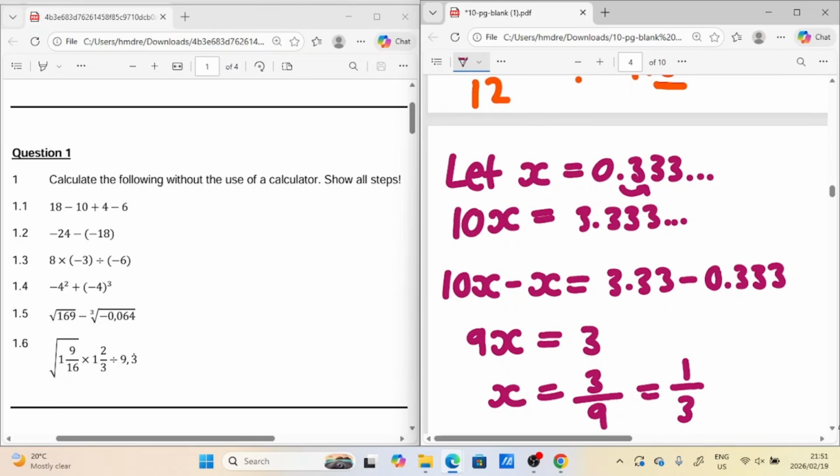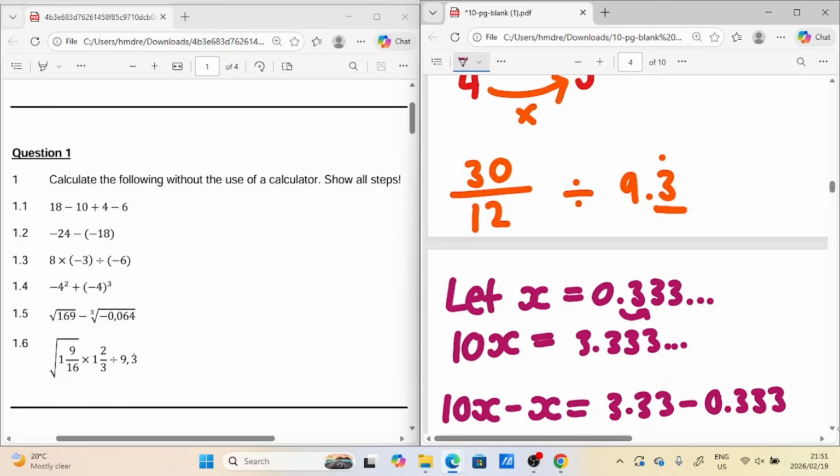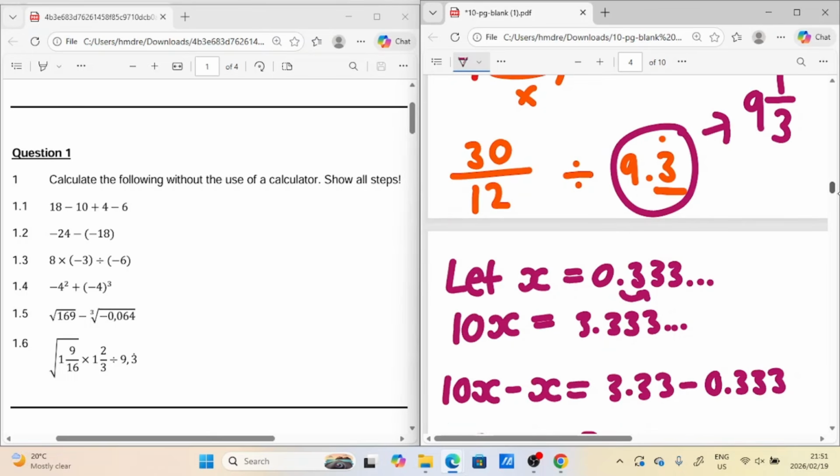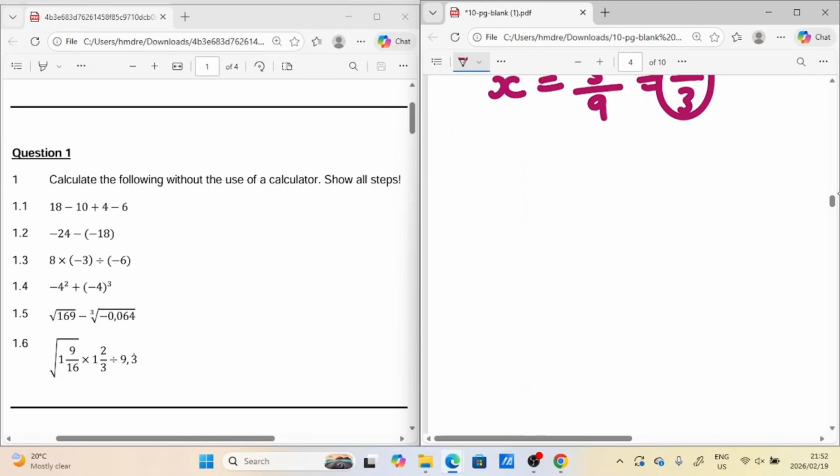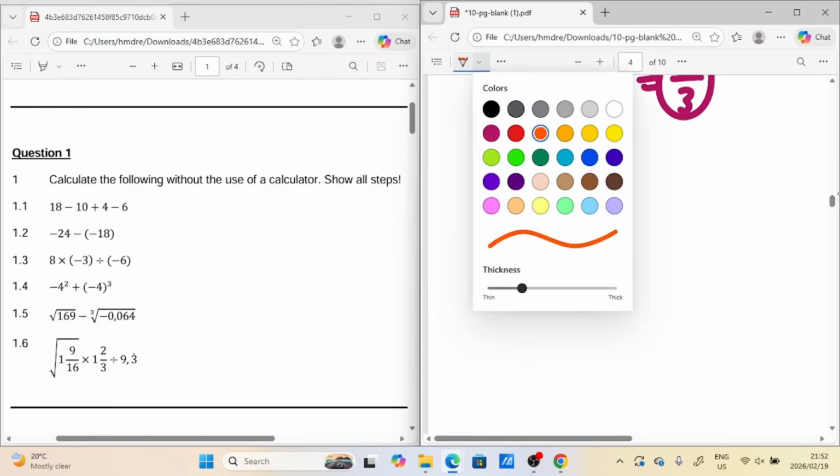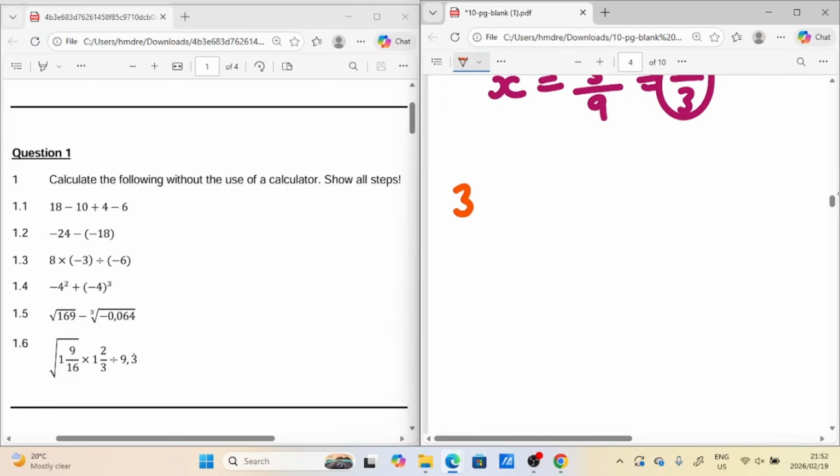So we can simplify and we say now with this recurring fraction, that's 1/3. So actually we can rewrite this part and say 9 and 1/3 because we didn't do anything with that whole number. So 9 and 1/3. So then our division starts to look like this. So we've got 30 over 12 divided by 9 and 1/3.